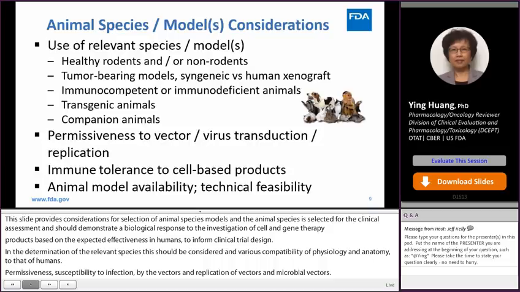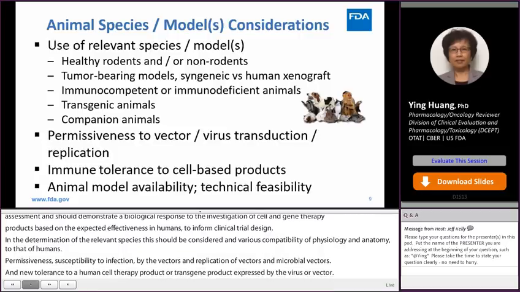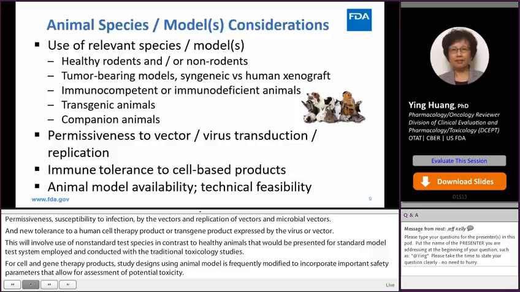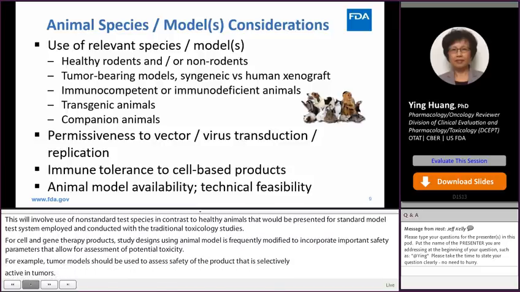This would involve use of non-standard test species, in contrast to healthy animals that usually represent the standard model test system employed in conduct of the traditional toxicology studies. For cell and gene therapy products, study designs using animal models of disease are frequently modified to incorporate important safety parameters that allow for assessment of potential toxicity. For example, tumor models should be used to assess the safety of a product that is selectively active in tumors. Such data can supplement or possibly be used in lieu of toxicology study in healthy animals.